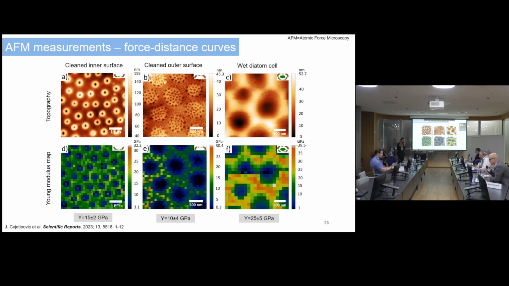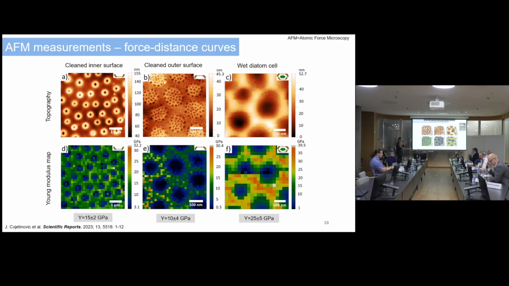So why do we observe such differences in mechanical properties? The logical explanation here is the organic support in the case of the wet diatom cell. We have organic materials trapped inside the silica frustules, which can affect their mechanical properties. But why do we observe differences here between the cleaned inner and outer surfaces?